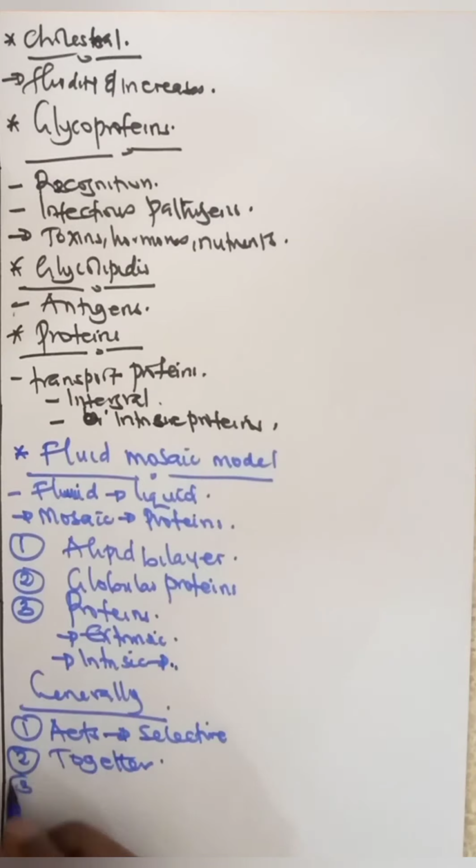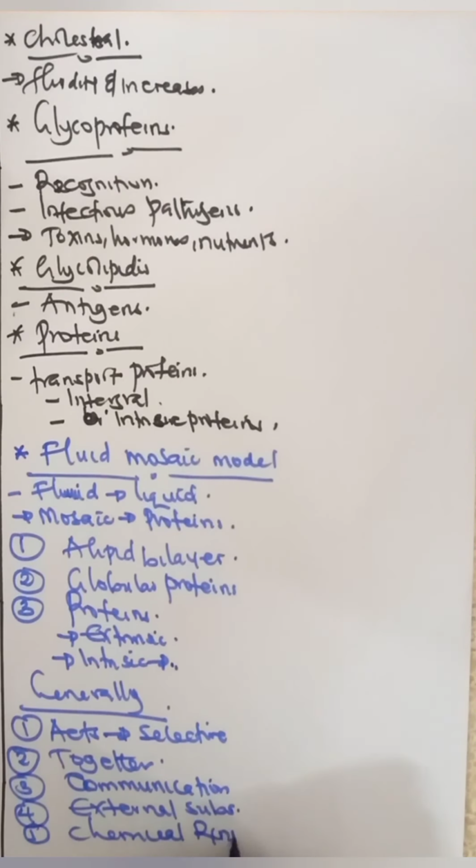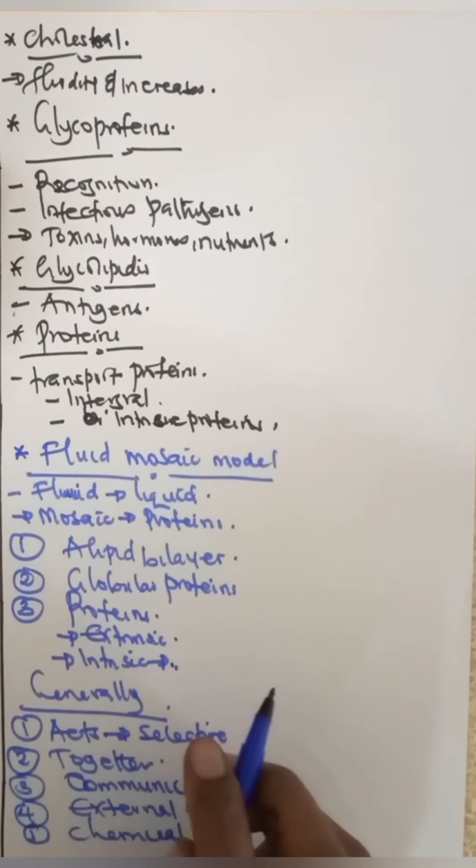Then of course, not forgetting that it's very important in carrying out communication with other cells. Number four, it is very important in recognition of other external substances, e.g. in the ABO blood group system. Then number five, it is the site of various chemical reactions, e.g. it controls the passage of substances in and out of the cell.